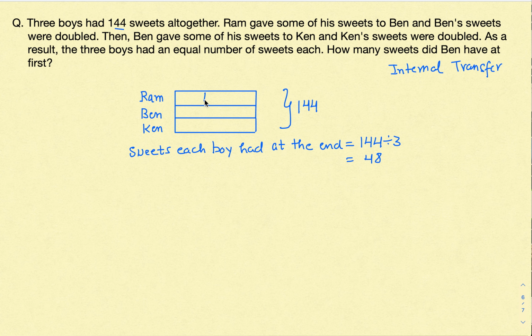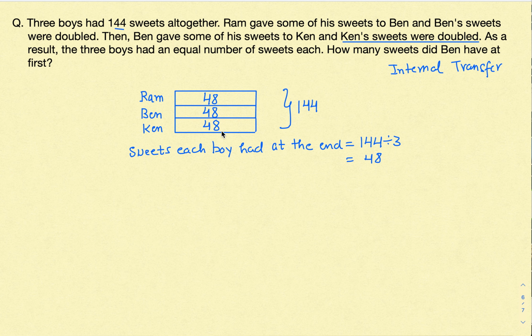So we can show it here. Each of them at the end was having 48. But now Ken had 48 sweets after getting some of the sweets from Ben, right? He received some of the sweets from Ben, and remember, after receiving the sweets from Ben, Ken's sweets were doubled. Okay, this is an important line. After receiving sweets from Ben, Ken's sweets had doubled, right?